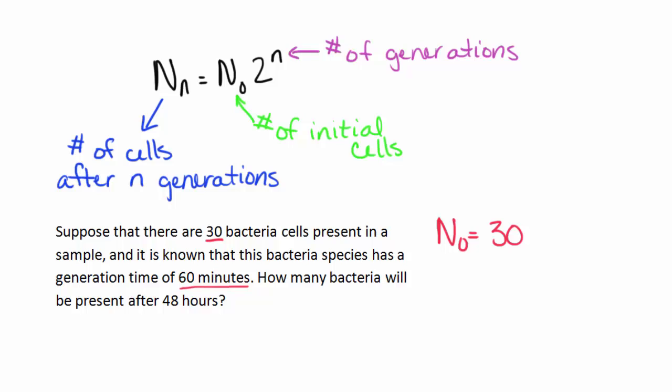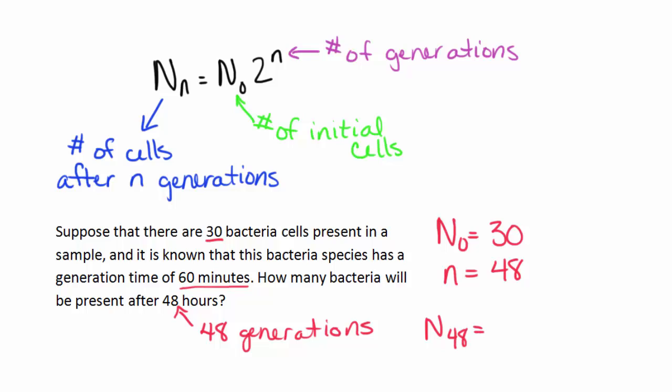And then we have to think about the fact that we have 48 hours. So within the 48 hours, there will be 48 generations. And again, that is because the generation time is 60 minutes. So our n, the number of generations, is going to be equal to 48. And then we can take this information and plug it into the equation. The number of cells after 48 generations is going to be equal to the number of cells that we started with, and we're going to multiply that by 2 raised to 48.